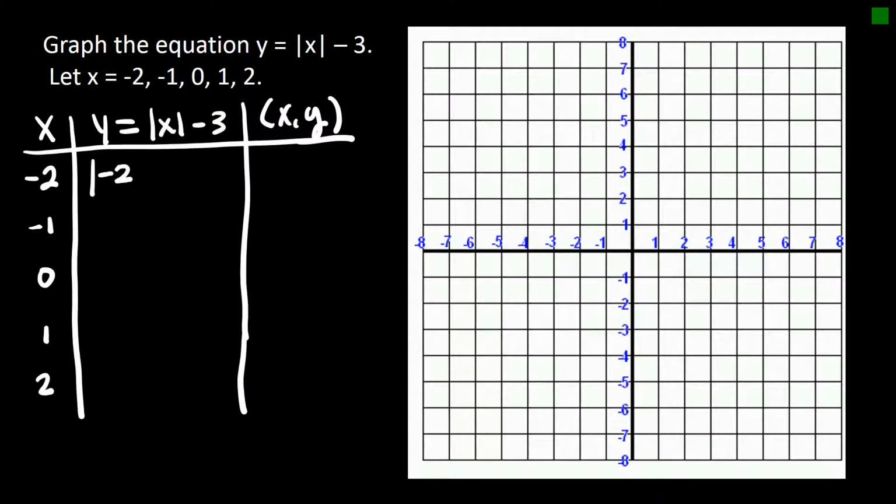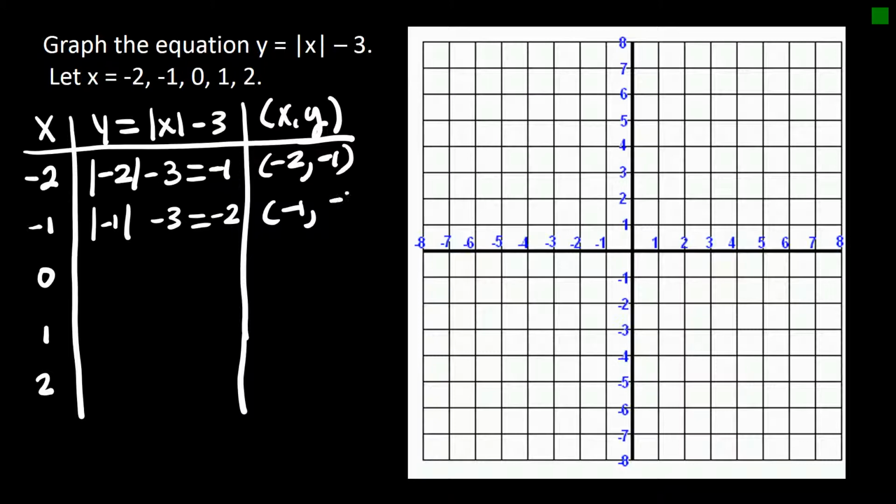So the absolute value of negative 2 is 2, and 2 minus 3 is negative 1. So we have the point negative 2, negative 1. The absolute value of negative 1 is 1, and 1 minus 3 is negative 2. So we have the point negative 1, comma negative 2. The absolute value of 0 is 0. Minus 3 is negative 3. So we have a point 0, comma, negative 3.